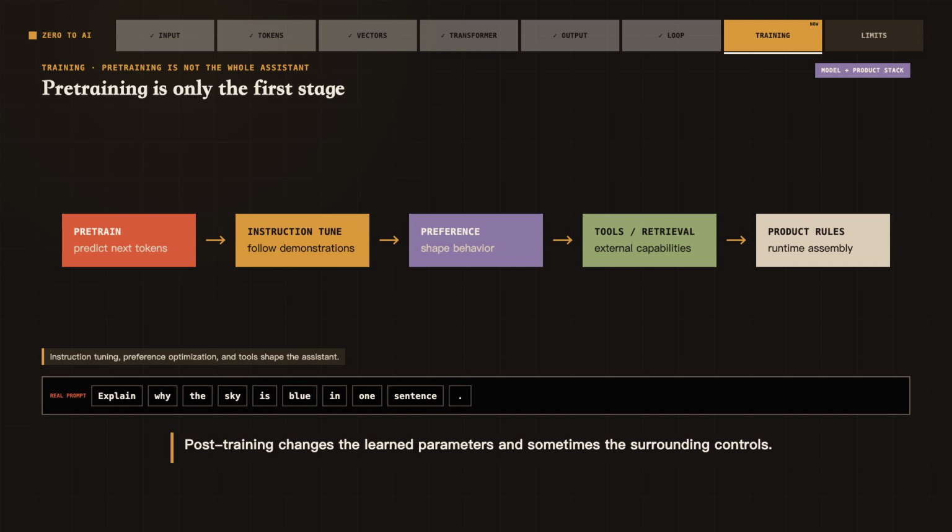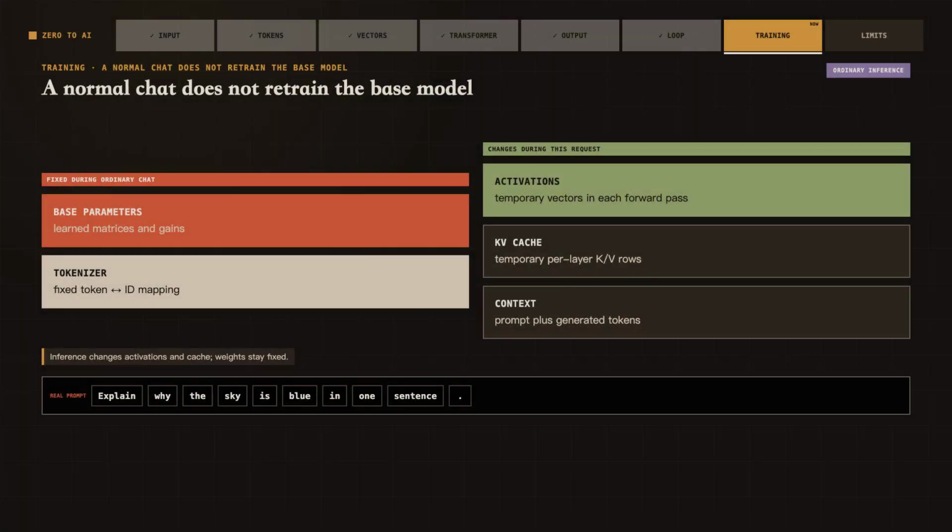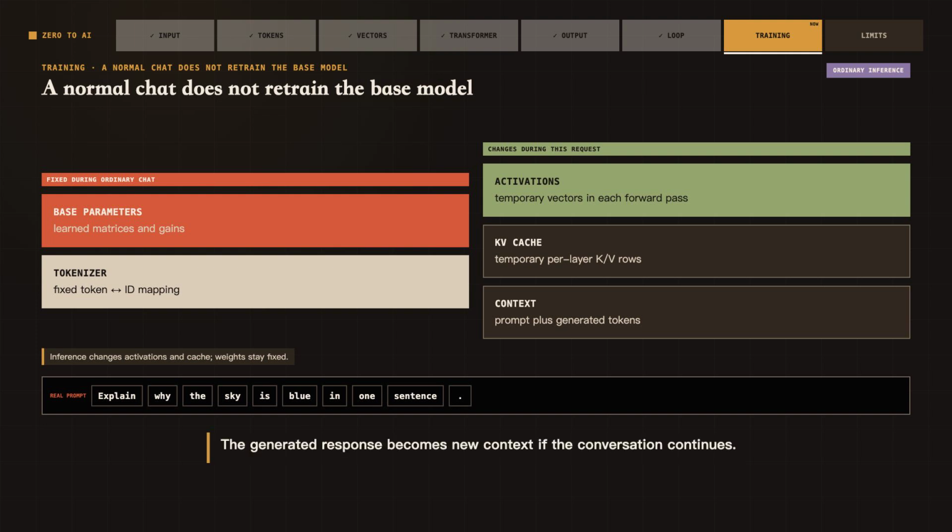Post-training changes the learned parameters and sometimes the surrounding controls. It does not replace matrix computation with a hidden human-written answer engine. When you send a message, the current context changes. Activations change. The KV cache changes as tokens are processed. The generated response becomes new context if the conversation continues. But in ordinary inference, the base model parameters stay fixed.